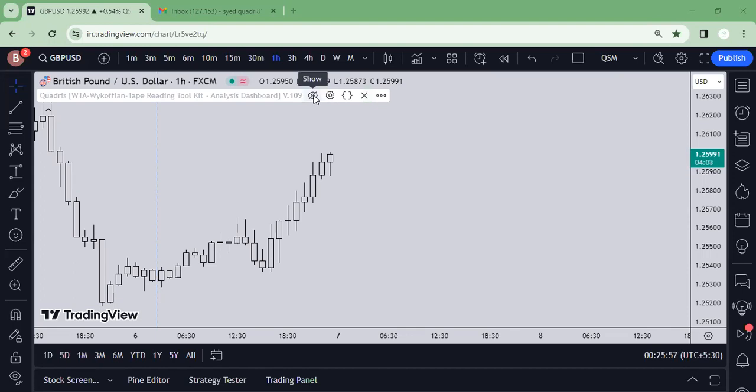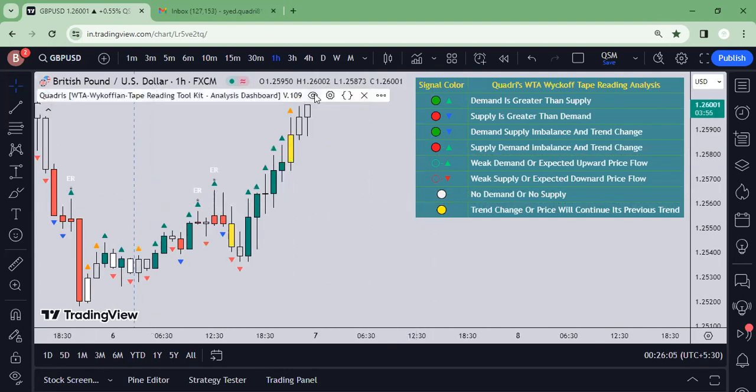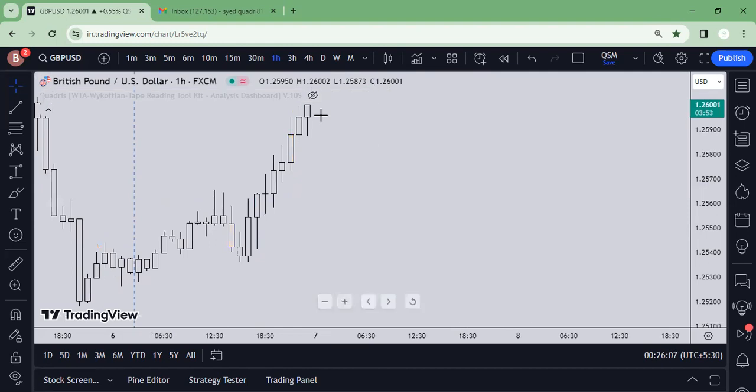So without wasting any time, this was a chart which I showed you. One second.